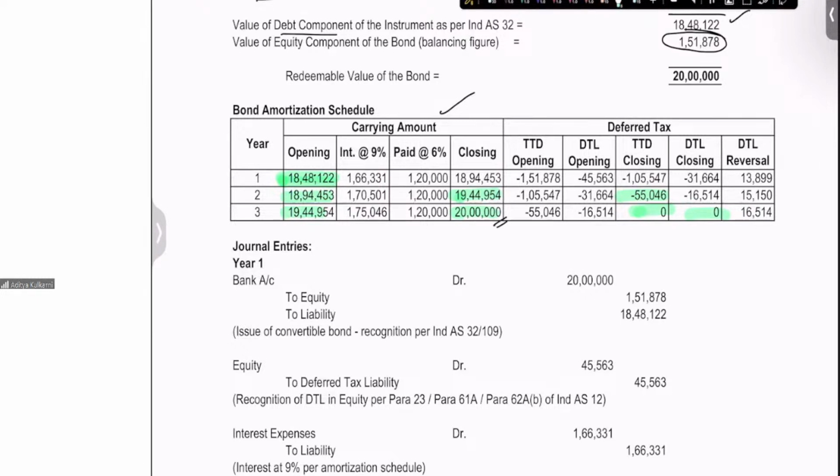Yes, Kaushiki, clear? Soham, did you follow the bond amortization schedule as well as deferred tax? Viraj, did you follow? Manini confirmed, Kaushiki confirmed. Sanjay, did you follow? Shailendra, did you understand? Yes, did you guys follow?